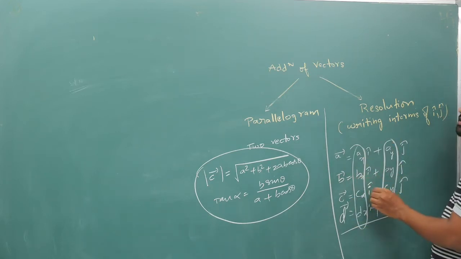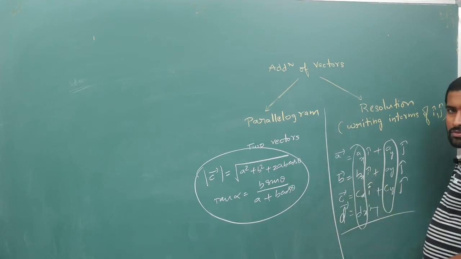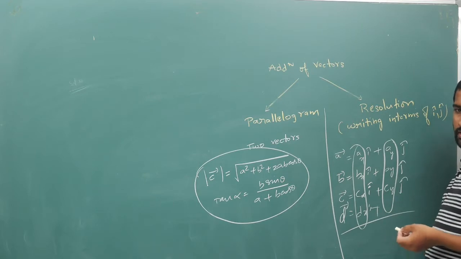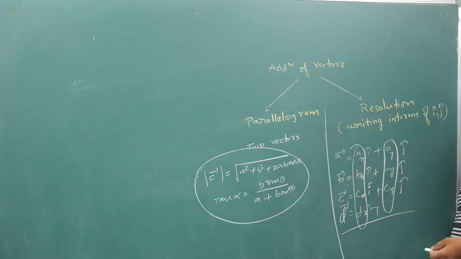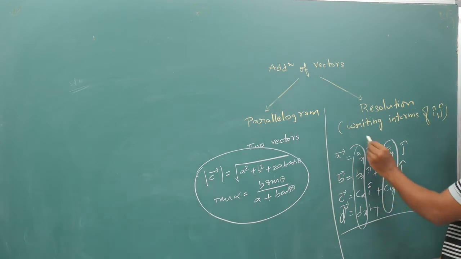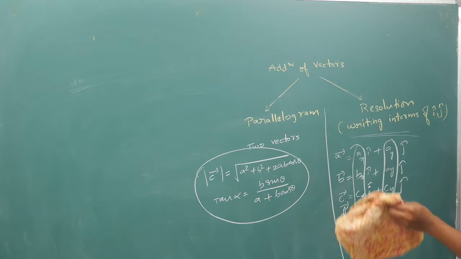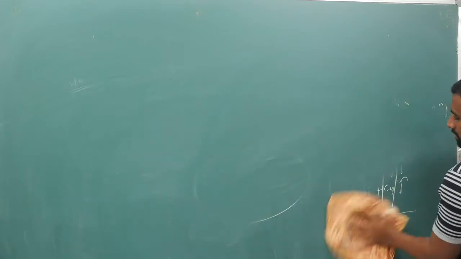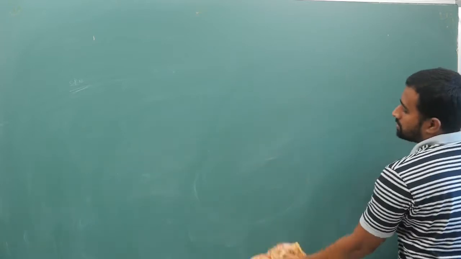And if the vector is in the second quadrant, negative x and positive y, or the third quadrant, negative x and negative y. Okay, so if you have more than two vectors, the best approach is writing like this. Now if you know this, then there is no difficulty at all in writing the values.